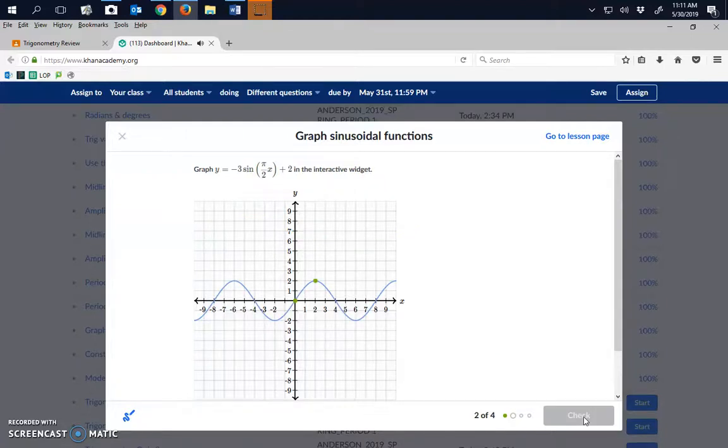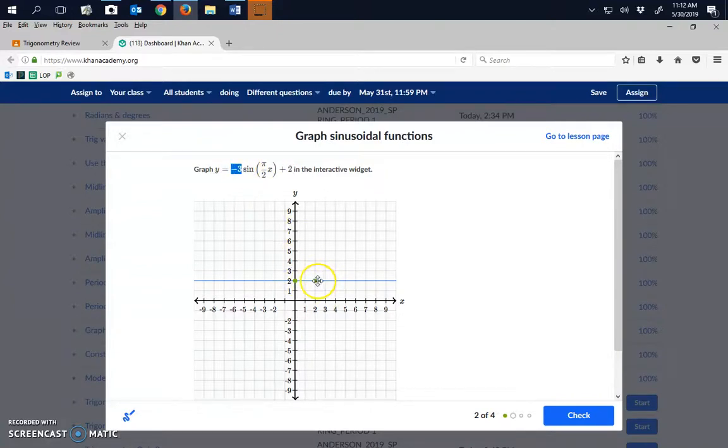So we have a sine graph again. We are already defaulted to the right answer because our middle is on the y-axis, so we don't have to change that. So that's the first thing. The next thing is I want to move my graph to my midline, which is positive 2. So up to 2. And then I look at my amplitude, which is negative 3.